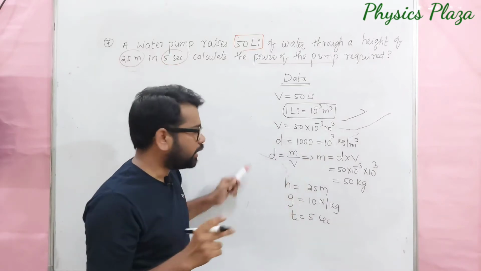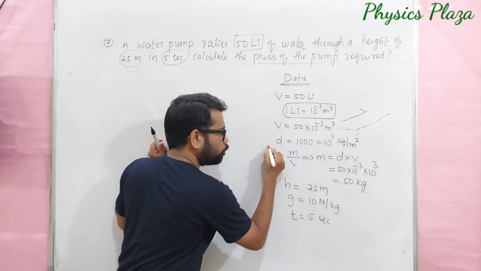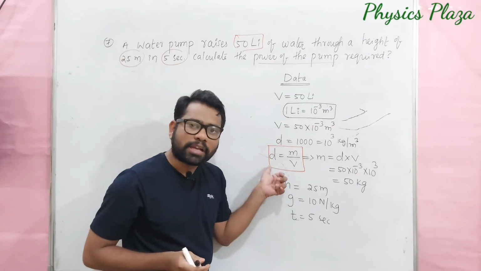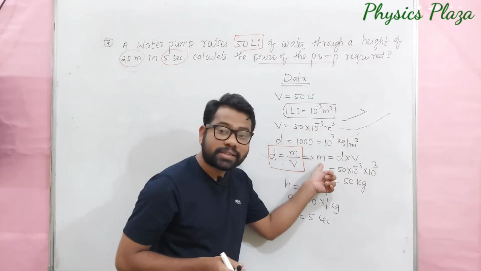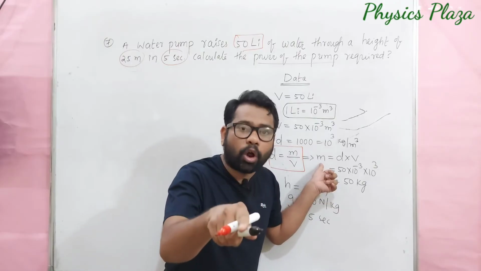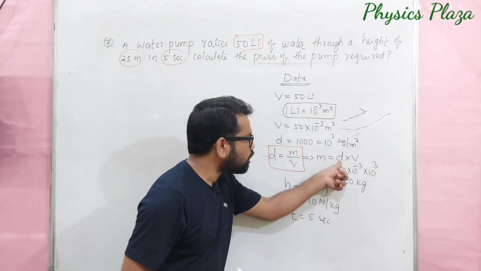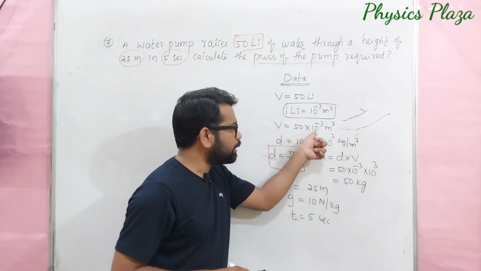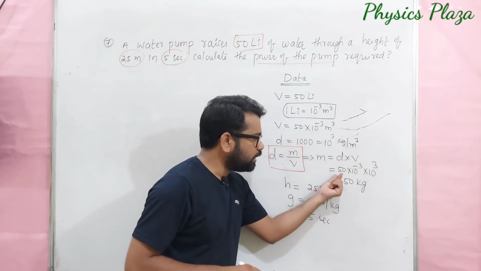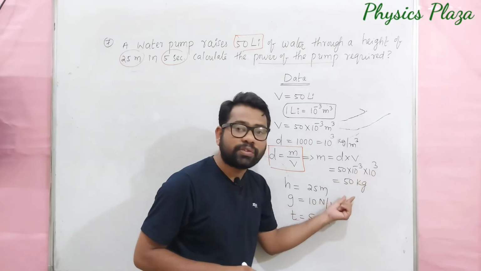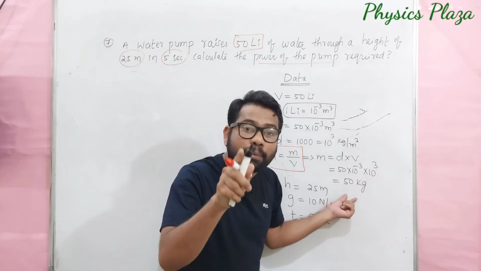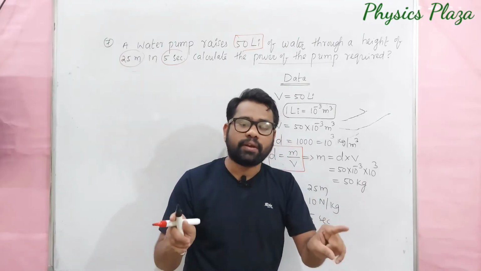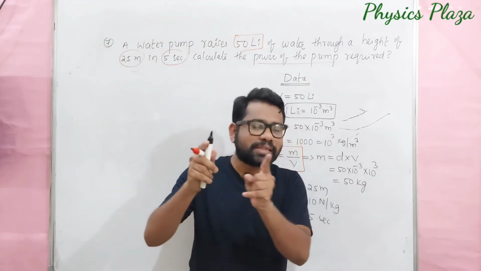So children, we know that density is equal to mass per volume. So from this, mass is equal to density into volume. So density is how much? 10 power 3 and volume is how much? 50 into 10 power minus 3. So here 50 into 10 power minus 3 into 10 power 3. How much are we getting? 50 kg is the mass actually, which we calculated. Children, it's very important. Mass is not given, volume is given and density is given.